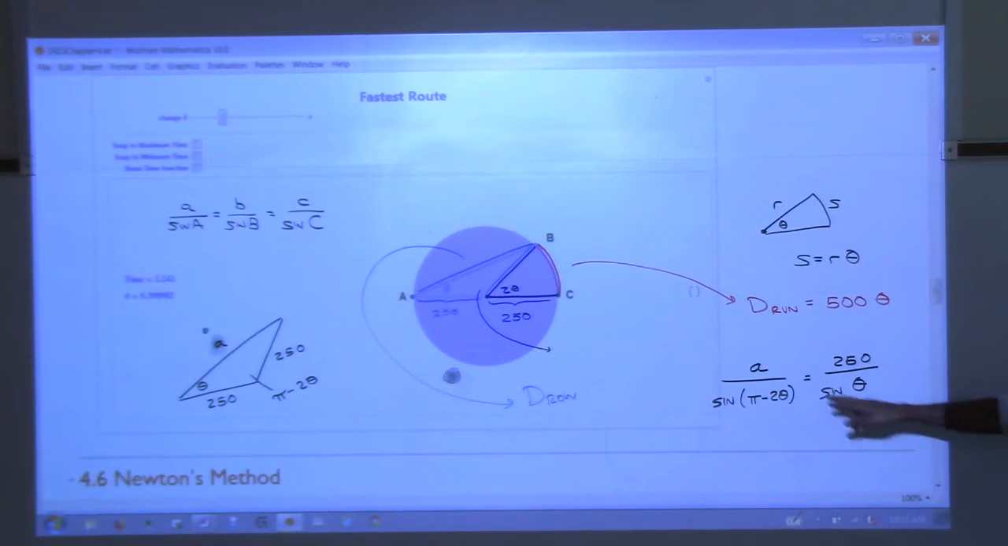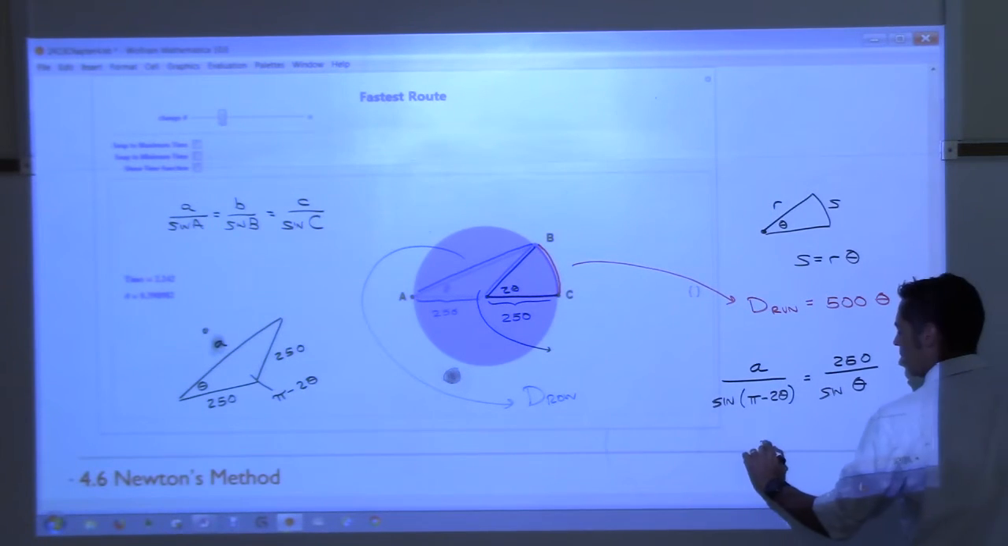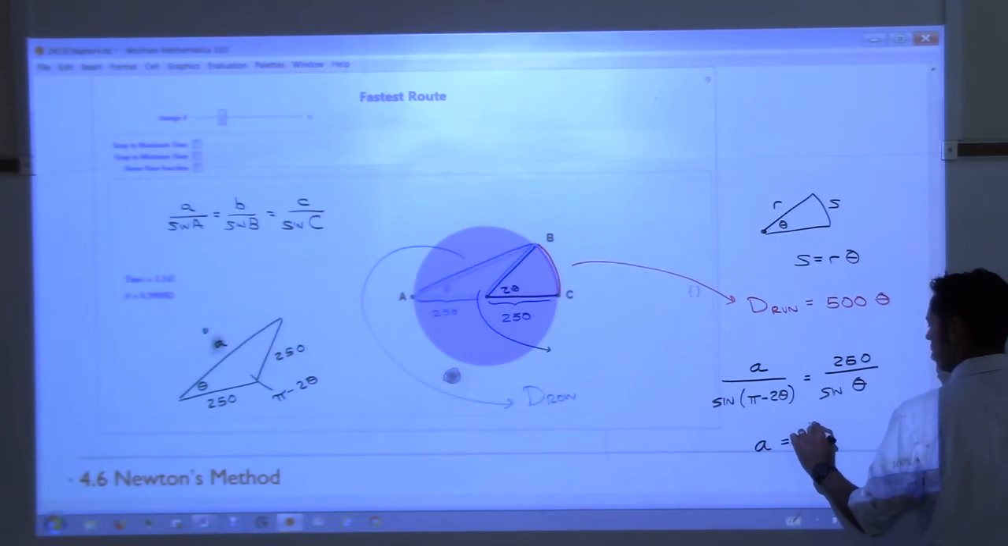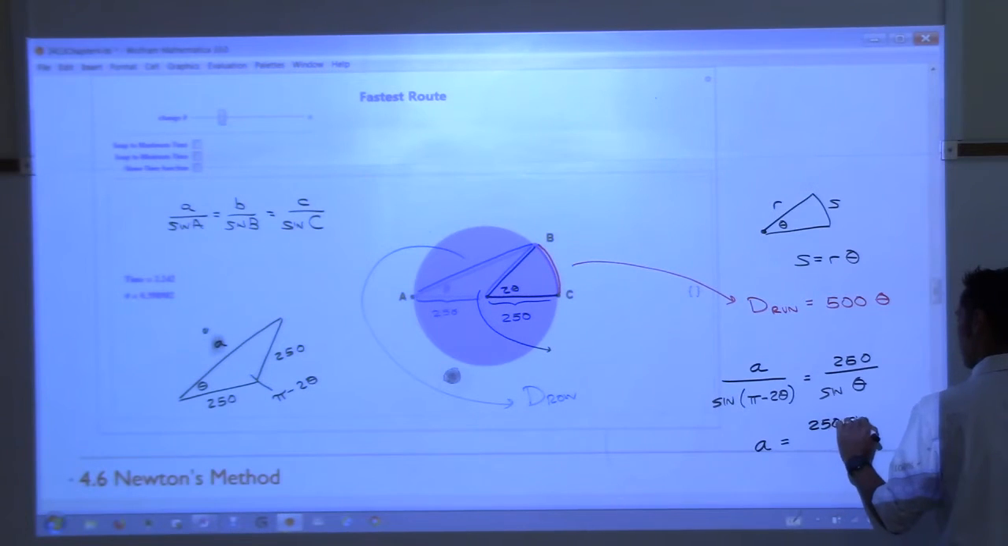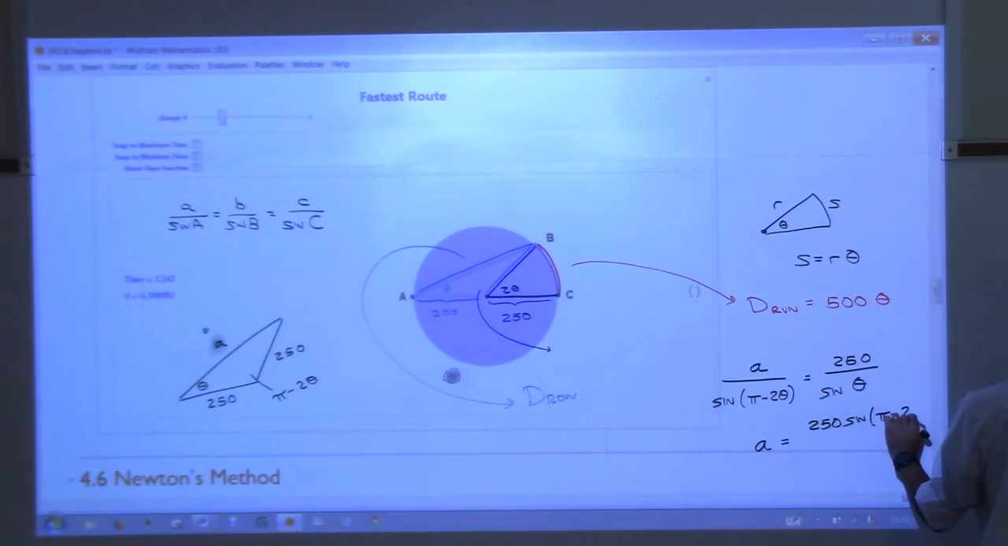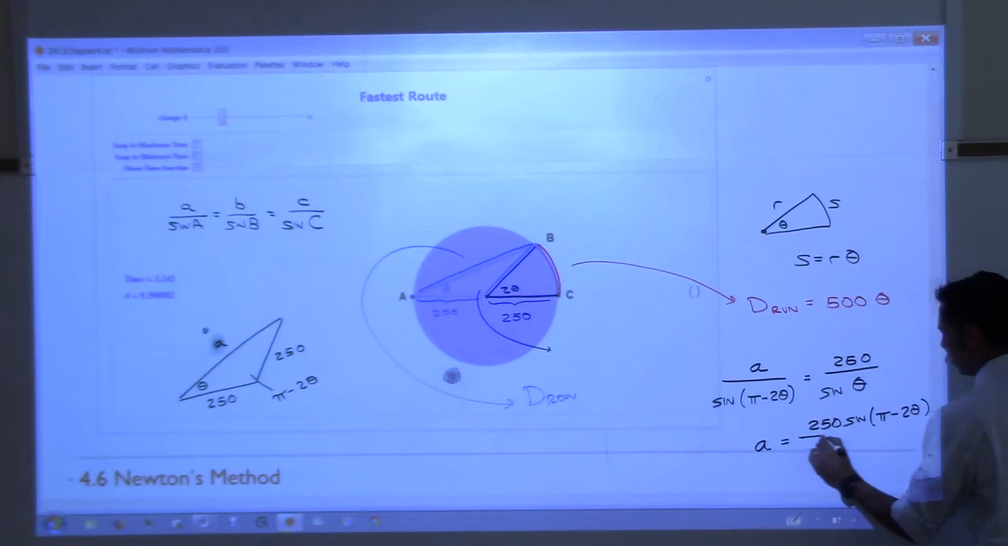I can solve this for little a. So just move that over to this side. So we get little a is equal to 250 sine of pi minus 2 theta over sine theta.